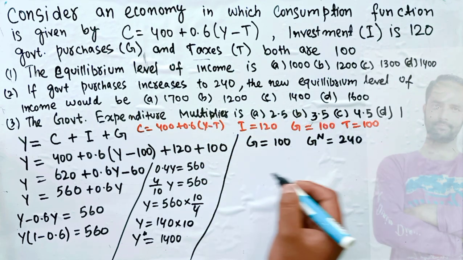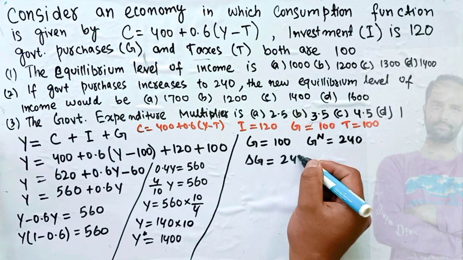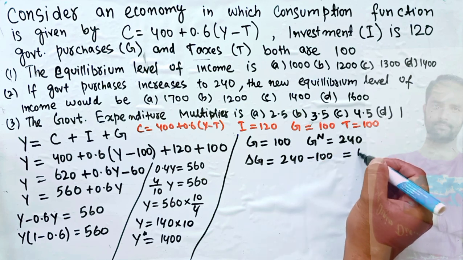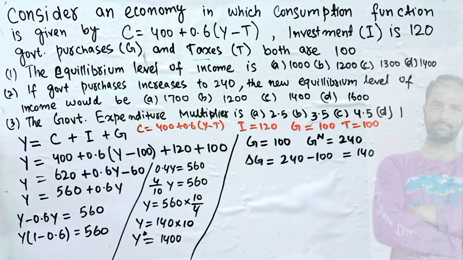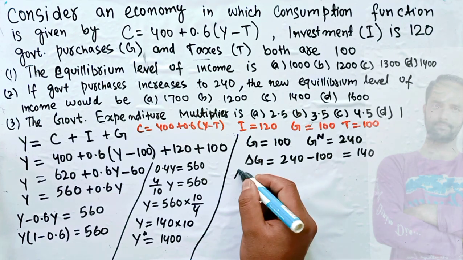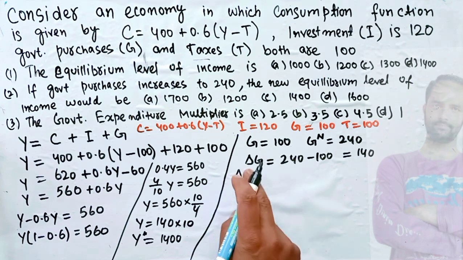Okay, so change in government expenditure is new expenditure, that is 240 minus old expenditure, which is 100, so this comes out to be 140. Okay, 140 is our change in government expenditure. Okay, we need to find out new equilibrium level of income. Okay, so we can use the formula of government expenditure multiplier. That means delta, how do we write it?